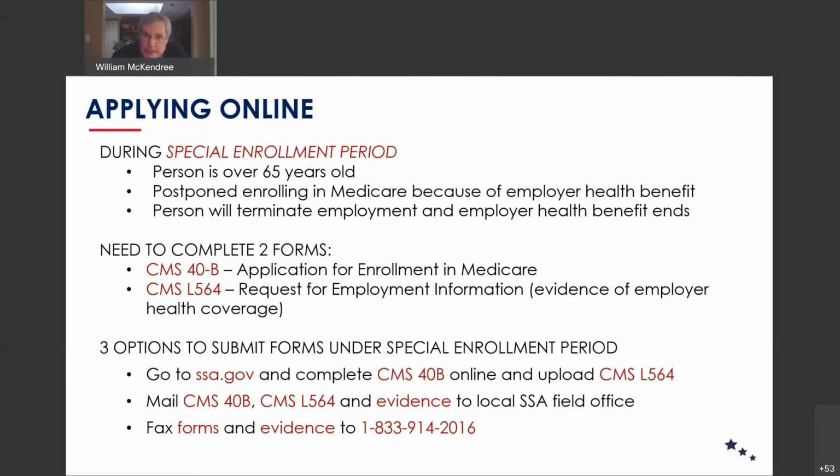The employer will tell you, and you'll say, okay, there's something I need from you. I need a document. It's called a CMS L564. That's going to be informing the Social Security Administration, providing evidence that from the time you were 65, you had employer coverage. And if this also covered your spouse, the spouse is going to need their own document as well. So one for me, one for my wife. And at that point, I'm going to present that document to the Social Security Administration as proof that I was allowed to delay because I had employer coverage. Without that, it's going to create a problem and it could create a penalty.